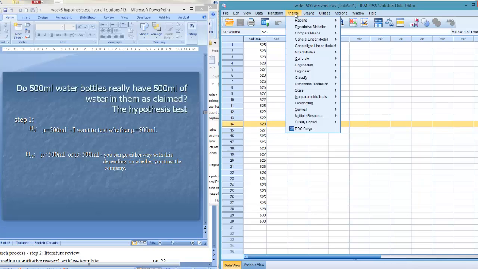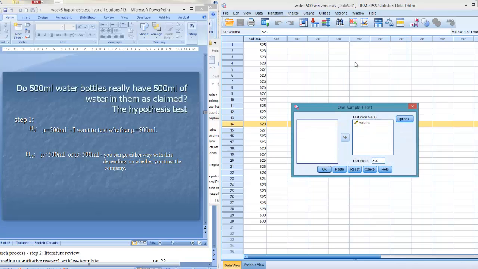I've done my exploration already. I've done all that foundational work. And now all I'm going to do is, under compare means, and this is all in your SPSS instructions, one sample t-test. One sample t-test, sorry, this will come up over here on the left side, volume.